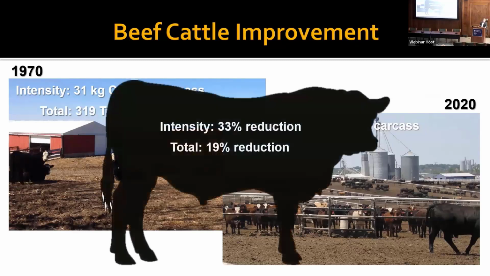So what all that means is that the intensity of producing beef cattle today is a 33% reduction over 50 years ago. And the total greenhouse gas emissions coming from the production of animals has actually dropped. What we're estimating is about 19%.